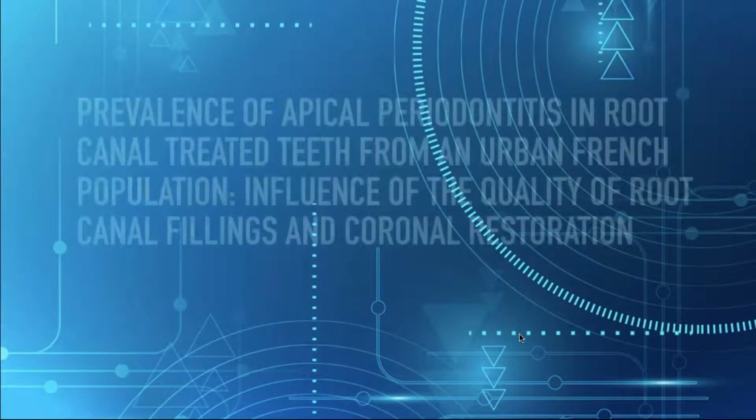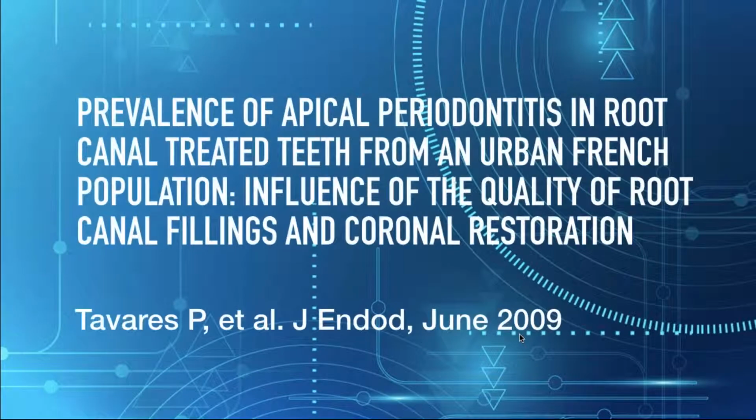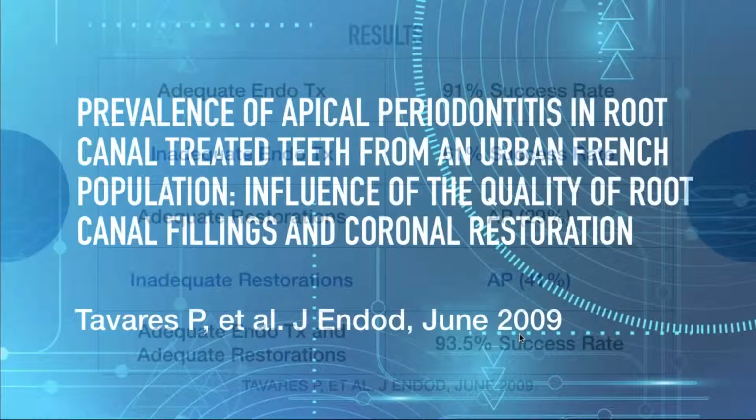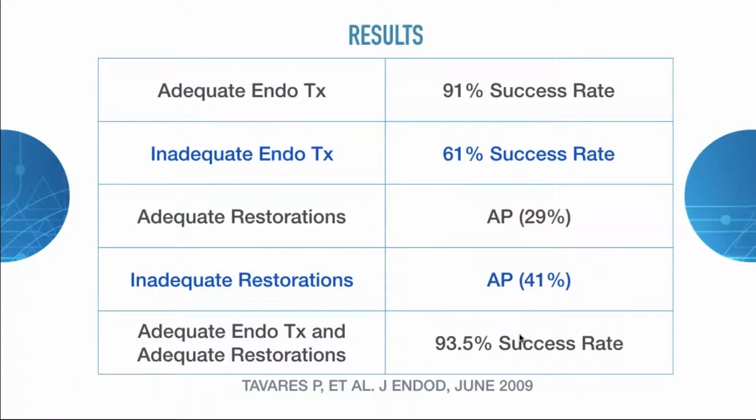Tavares looked at the French urban population, and they looked at the same thing. They looked at the influence of the quality of the root canal filling and the quality of the coronal restoration on overall success. And once again, of course, the highest success rate were those cases that had good endo and good restorations, and things broke down, of course, when the endo treatment was not adequate, and they also broke down when the restoration was inadequate, where they found a higher incidence of apical periodontitis when the restorations were not adequate.